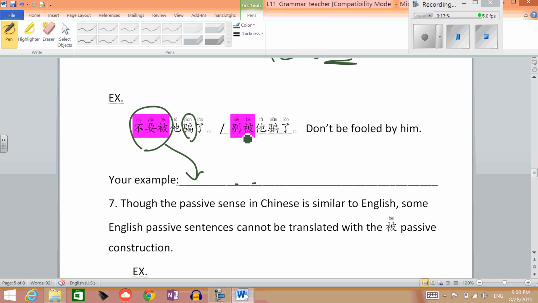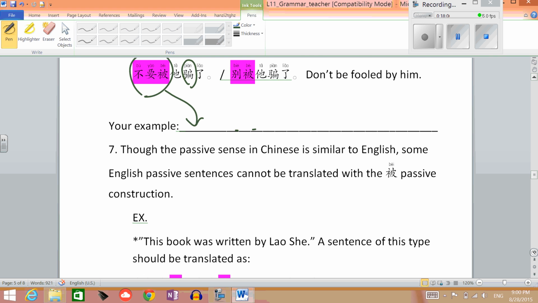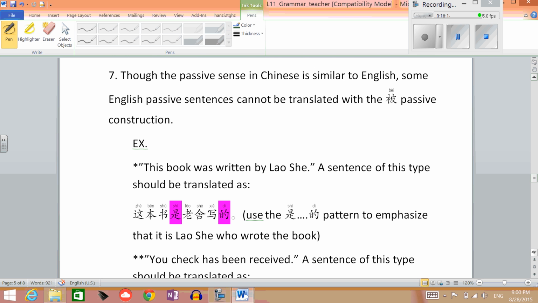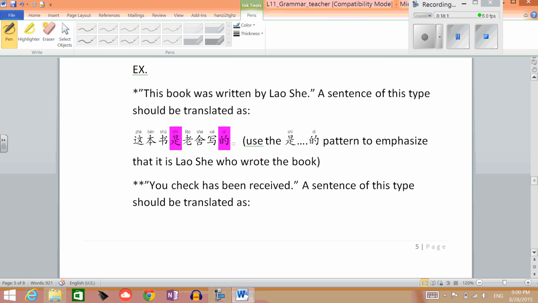The next one, the last one here for the first section. Though the passive sense in Chinese is similar to English, some English passive sentences cannot be translated with the 被 passive construction. So here are 2 examples. First one, this book was written by Lao She, which is a famous Chinese author. A sentence of this type should be translated as 这本书是老舍写的, using the 是的 pattern to emphasize that it is Lao She who wrote the book.